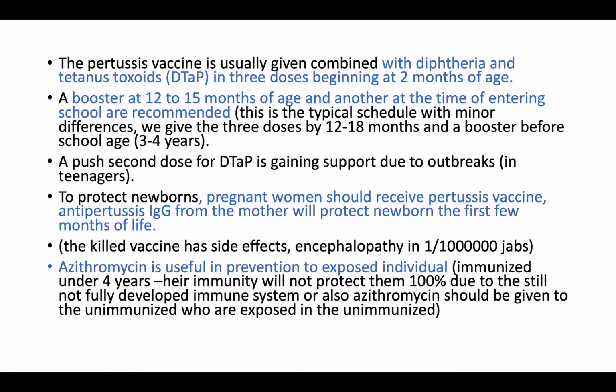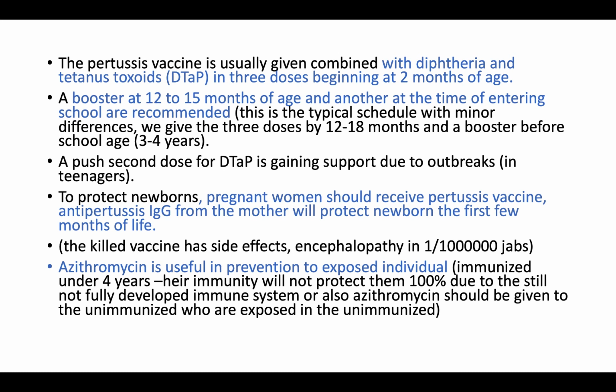It's usually given combined with diphtheria and tetanus. So we have DTaP, 3 doses that begin at the age of 2 months. They can give a booster at 1 year and then another at the time of entering preschool, so around 3 or 4. As we said for outbreaks, they are trying to give it to teenagers, and they try to give it to pregnant women as well to protect newborns.